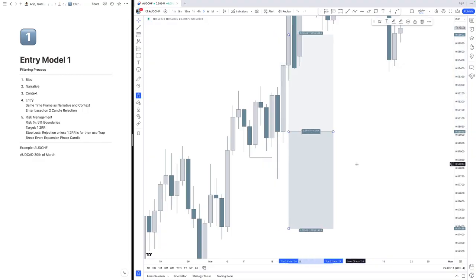So risk percentage, 5% boundary, so I already know what I want to risk. Target is a 1 to 2 RR. Now, of course, to determine my target, the rejection is the rejection. So the stop loss is going below the rejection unless 1 to 2 RR is far, then use trap. So what does that mean?